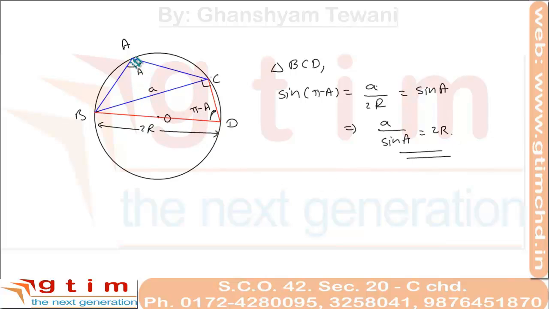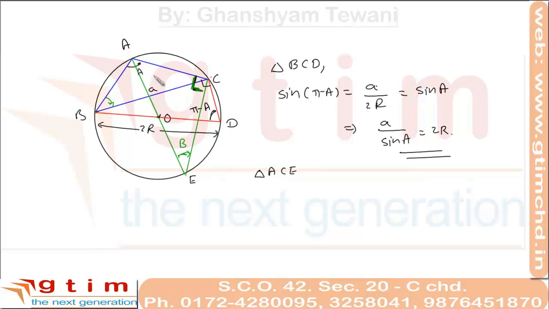Also join vertex A with O. Say this point is E. Now join E and C. Now triangle ACE is a right angle triangle because AE is the diameter, so this angle is 90 degrees. Now this angle is equal to this angle, because chord AC subtends angle B here, so it will subtend the same angle here. So this angle is also B.